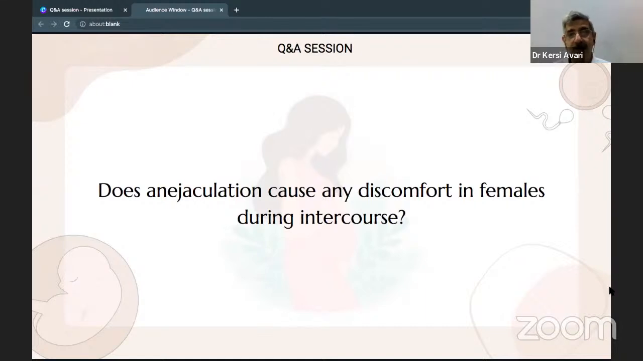Does anejaculation cause any discomfort? No, it will not cause discomfort, because the sexual act is justified. The only thing is that he hasn't ejaculated. Simple as that. Because that's what I said, infertility in males is in two issues: spermatogenic problem or erectile issue. And anejaculation is failure to exude out semen, either due to a nervous issue or due to a retrograde.